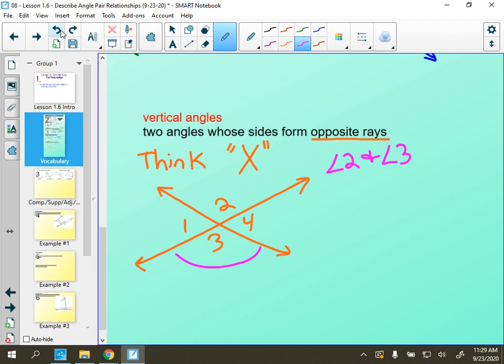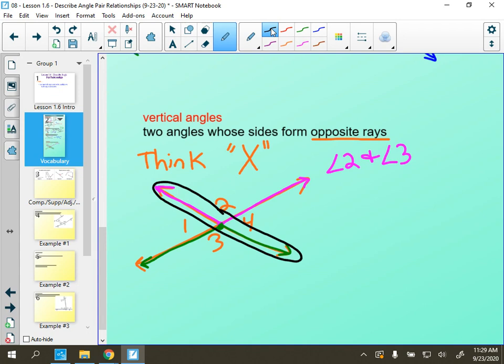Just to make sure that definition makes sense, where's angle 2? It's right here, with its sides. I'm going to highlight them in pink. And then let's highlight angle 3's sides in green. If I look at the sides, the pink and the green are a good example of opposite rays. They have the same endpoint, but one goes forever this way, and one goes forever this way. So that's an example of an opposite ray.